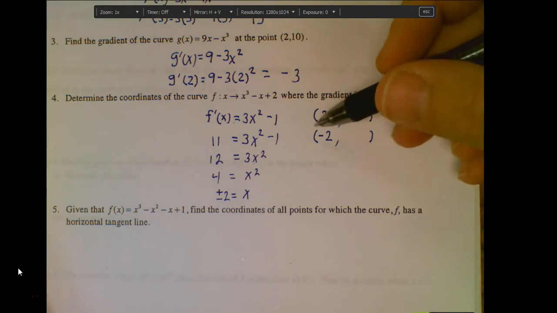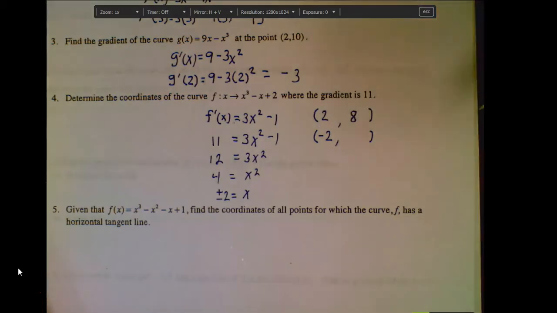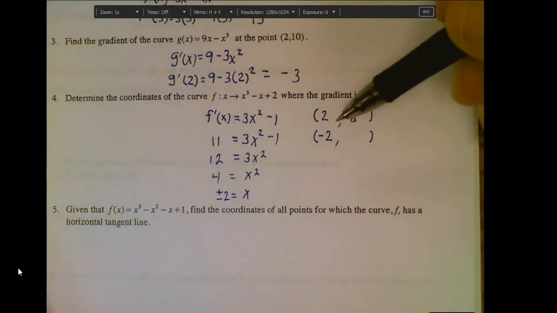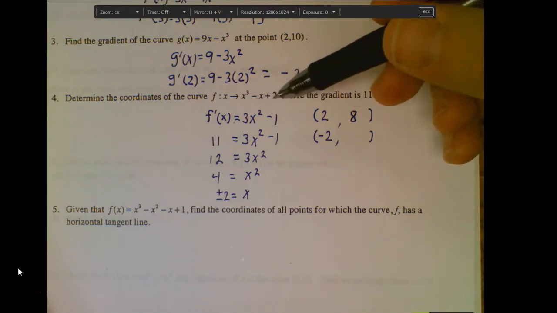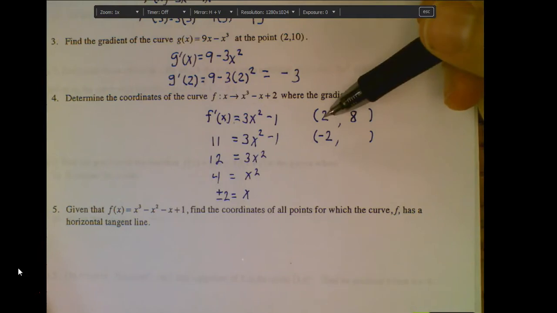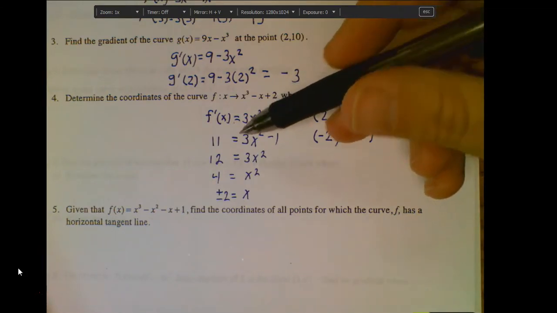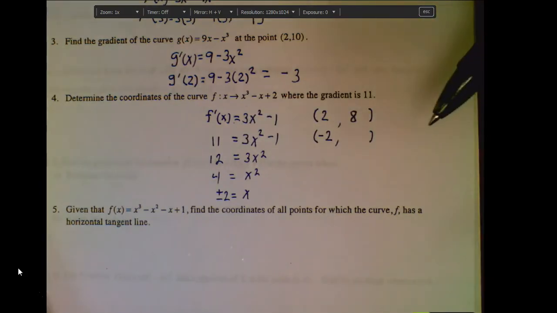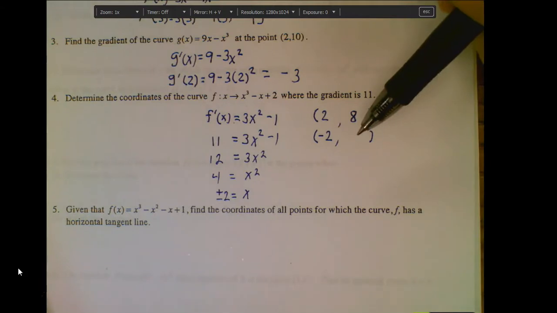In both cases, we are using an x, right? But the result that you get comes from 2 different functions. Anytime I sub an x coordinate into the original function, I get a y coordinate. Anytime I sub an x into a derivative, I get a slope. So keep that in mind. It's where you plug in the x that determines what kind of result you get.